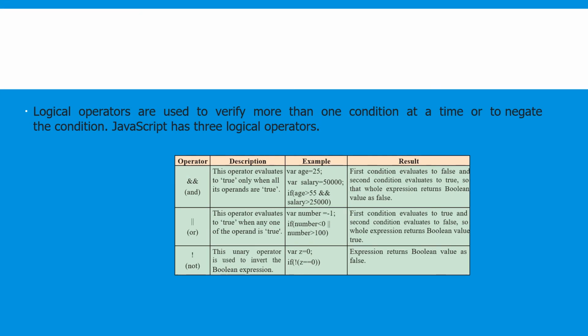Logical operators. Logical operators are used to verify more than one condition at a time or to negate the condition. JavaScript has three logical operators. One is AND, second one is OR, and third one is NOT. AND operator evaluates to true only when all its operands are true. Now for example, variable age is equal to 25 and variable salary is equal to 50,000. If age is greater than equal to 55 and salary is greater than 25,000, so first condition evaluates to false and second condition evaluates to true.